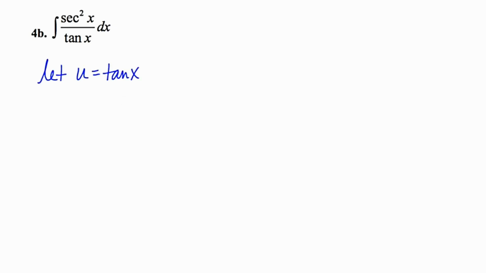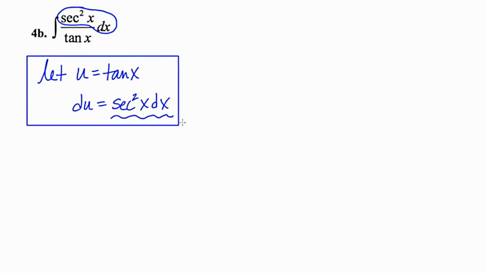Differentiating both sides with respect to x, we end up getting du equals secant squared x dx. Now this happens to be a direct match with what we have in the numerator, so this is really good. This is going to make our life very easy. So for organizational purposes, I'm going to put these two elements in a box. And now I'm going to rewrite my initially stated problem exclusively in terms of u. So we're going to have 1 over u, and then of course secant squared x dx can be replaced with du.